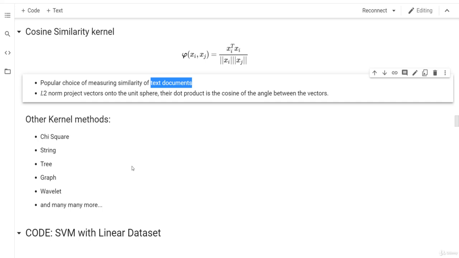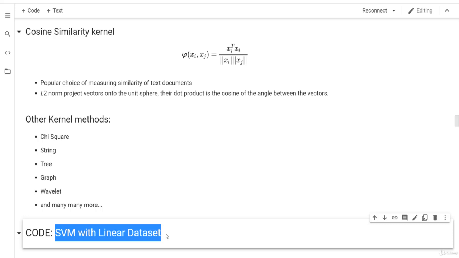Now, in order to understand the SVM better, discuss the effects of the hyperparameters, and see the effect of the kernel itself, we will start with SVM on a linear dataset in the next lesson. In the next lesson, we will start coding, enough theoretical part for now, and we will understand all this in code. So let's go to the next lesson and see how we can implement all this.